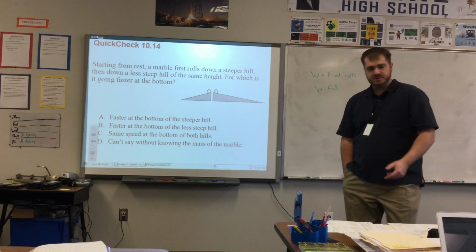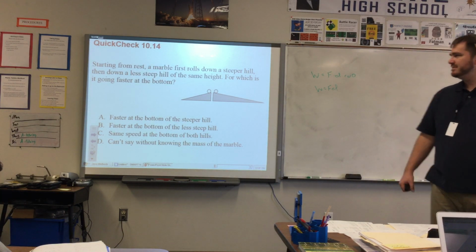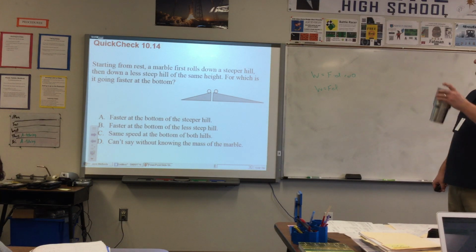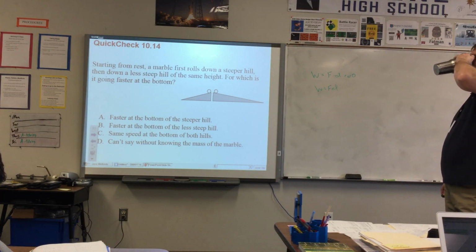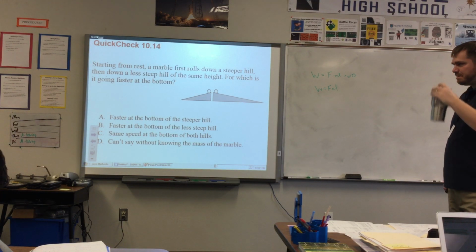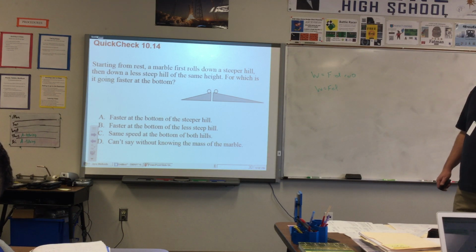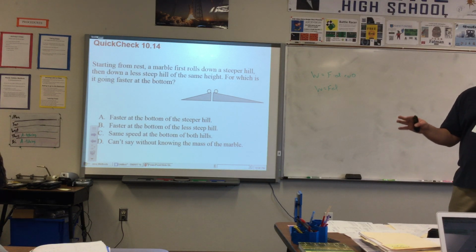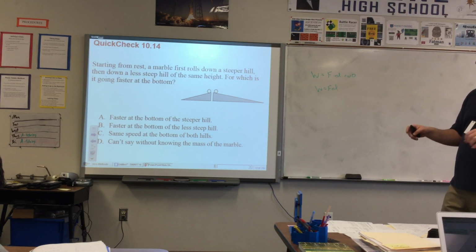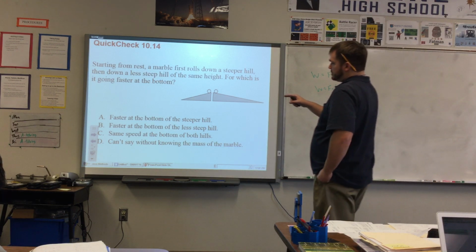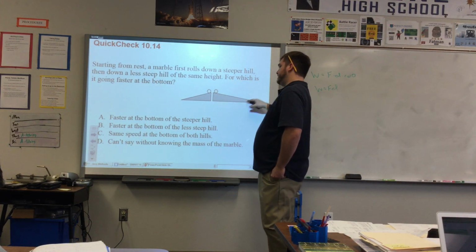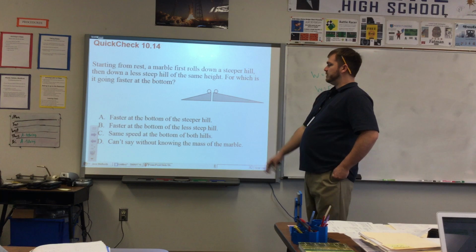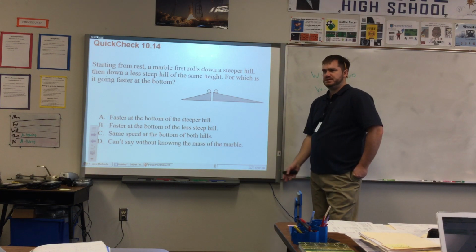All right, Gracie, read this one to us. Starting from rest, a marble first rolls down a steeper hill, then down a less steep hill of the same height. For which is it going faster at the bottom? We're going to assume that there's no friction, which normally would eat up some of the energy. Is it going faster at the steep hill, faster at the less steep, the same, or can't know without knowing the mass of the ball, which is the same in both cases?